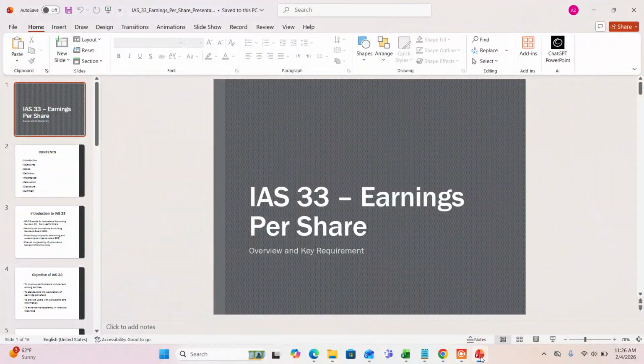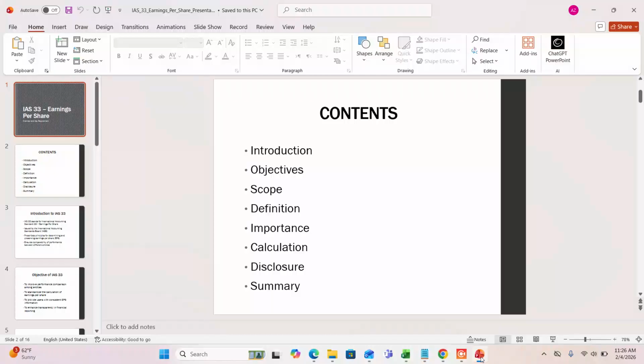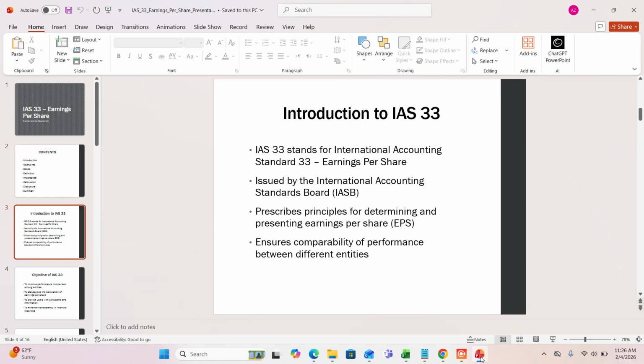Hi everyone. Today the topic of our presentation is IAS 33 earning per share. The contents of the presentation are introduction, objectives, scope, definition, importance, calculation, disclosure, summary. So let's start with the introduction.